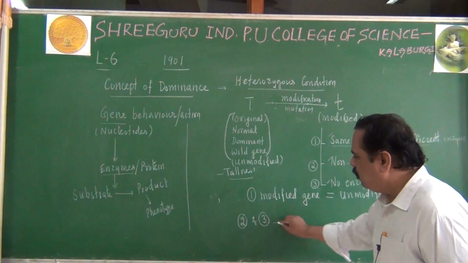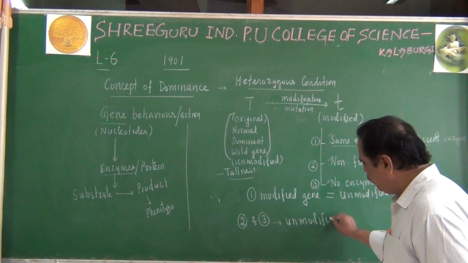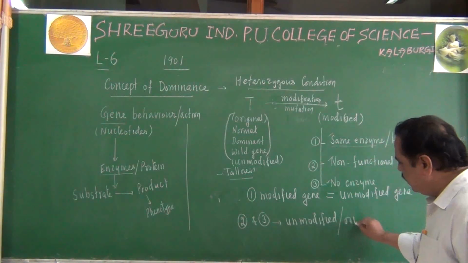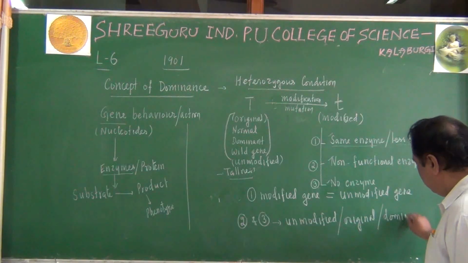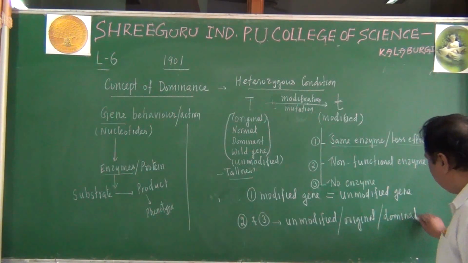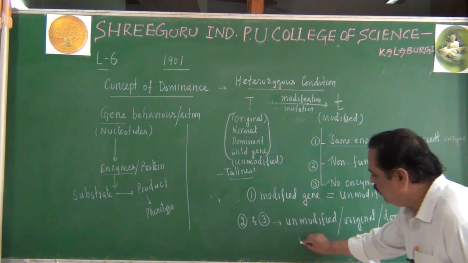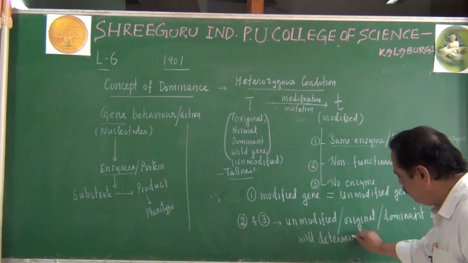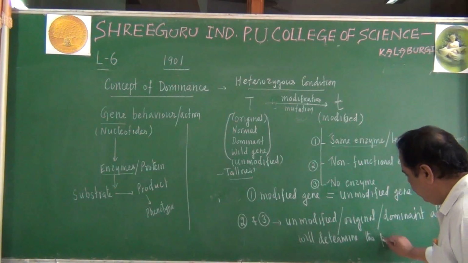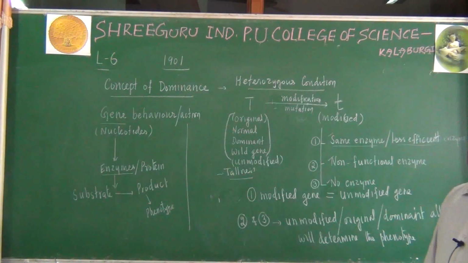Only the unmodified, original, or dominant allele will determine the phenotype. Will determine the phenotype. I hope you get this point.